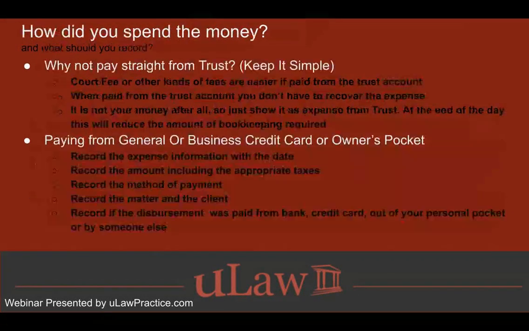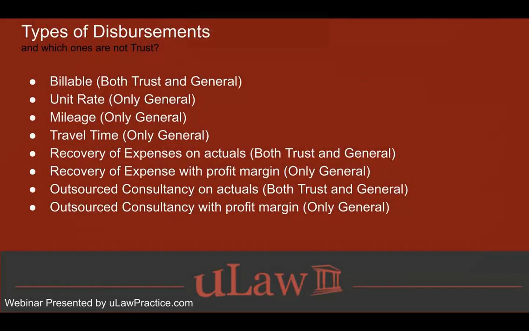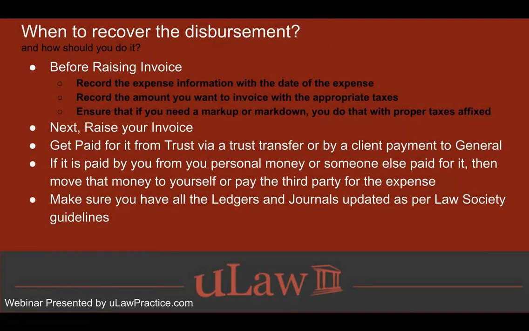Now, you know how to record a disbursement. What are the types of disbursement? Now, how do you recover it? What needs to be done? So, first of all, you have to bring it to your client's notice that you have a disbursement incurred on their behalf, which is how you communicate it to them, by raising an invoice. Record the expense information with the date of the expense and appropriate taxes amount, and whether there's a profit margin included or not. All of this is to be entered before raising an invoice.